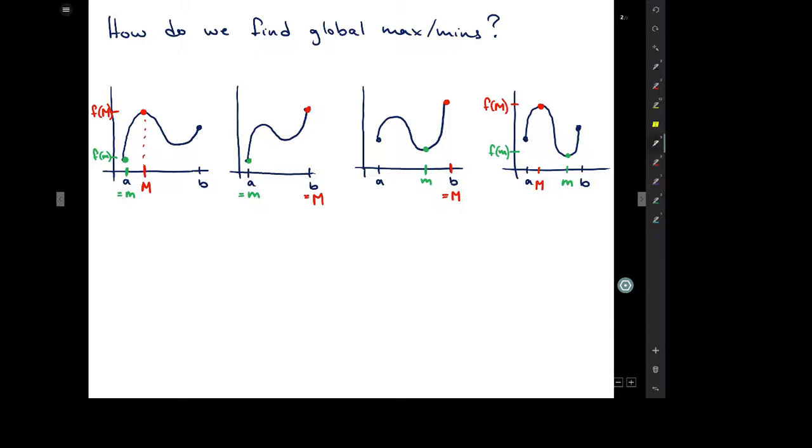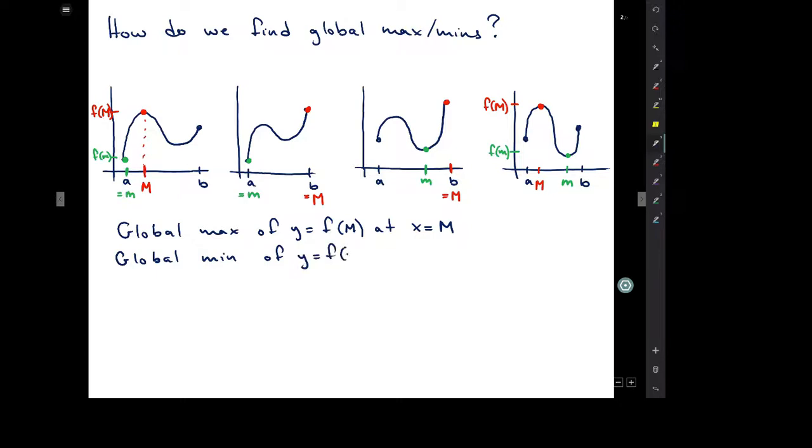So the way that we say this is that I have a global max of y equals f of big M at x equals big M, and I have a global minimum of y equals f of little m at x equals little m.